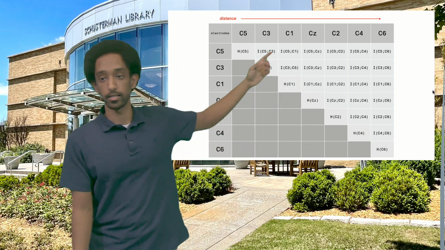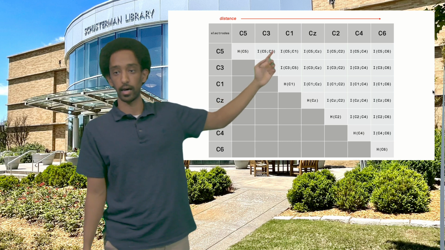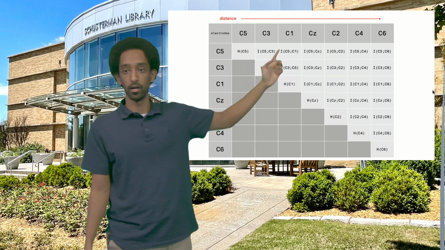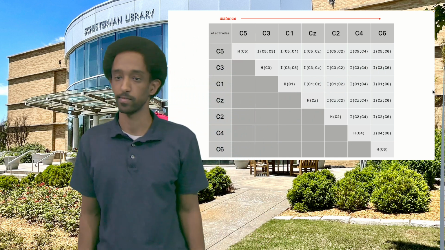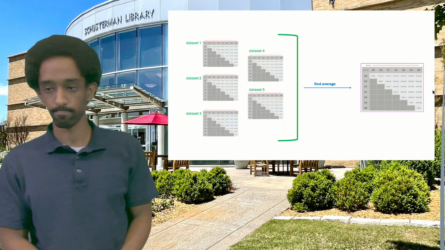And maybe we might even see something like high values here, and then lower, and then lower, and then lower, and then the lowest values out here. Maybe that's something we can see. That's what we expect anyways.